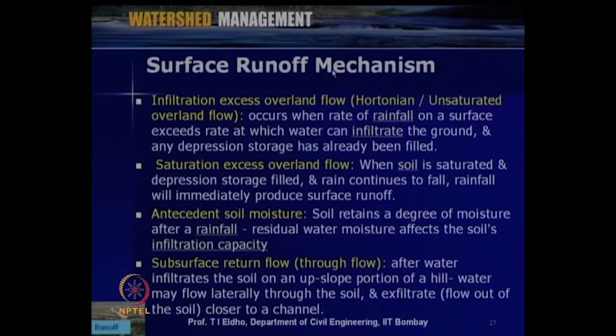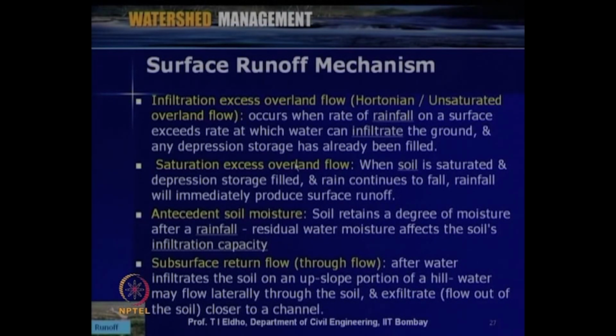Then if we consider the various runoff mechanisms, runoff from precipitation takes place as infiltration excess, or so-called excess overland flow. This is the so-called Hortonian or unsaturated overland flow. This occurs when the rate of rainfall on a surface exceeds the rate at which water can infiltrate the ground and any depression storage has already been filled. That is the so-called Hortonian or unsaturated overland flow.